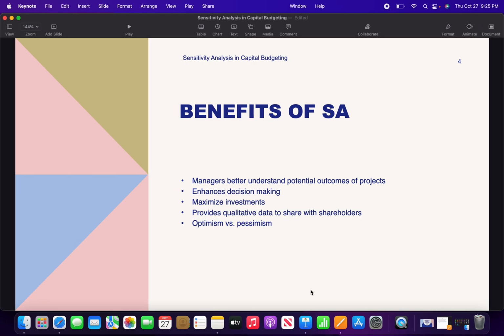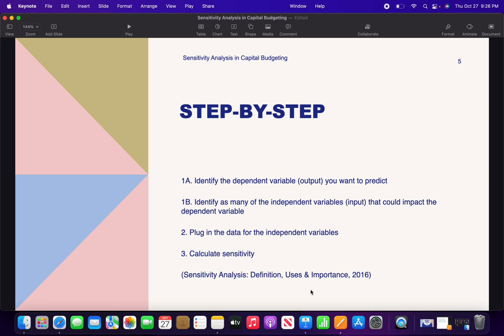So now that we know what sensitivity analysis is, we can better define its benefits. As I previously stated, this process gives managers a clearer picture of diverse situations to aid in their decision making. So with a better understanding, they can maximize investments. They can also describe the rationale of their decisions with quantifiable data to support their moves. They can also look at both optimistic and pessimistic views based on different scenarios.